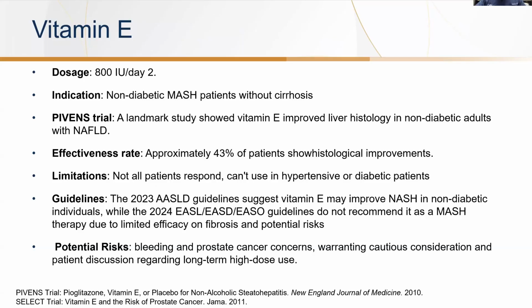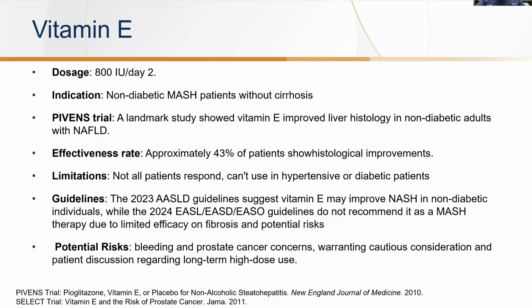There was a PIVENS trial that was conducted. It was a landmark study that showed vitamin E improved liver histology in patients that are non-diabetic with MASLD. About 43% of the patients showed histological improvements. Now, limitations: not everybody responded, and you can't use this in somebody that's diabetic or with hypertension.